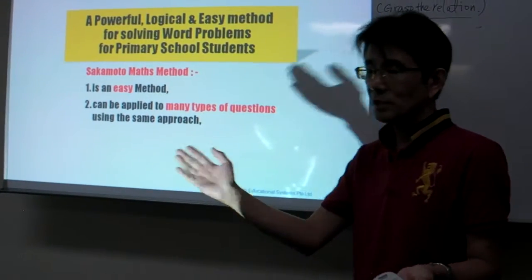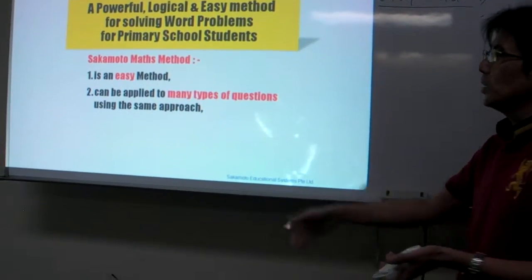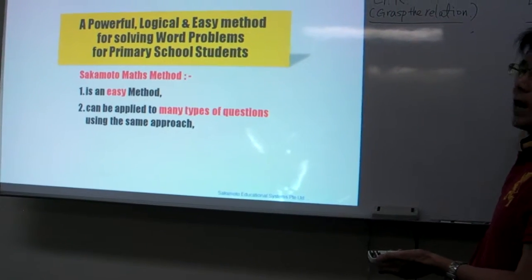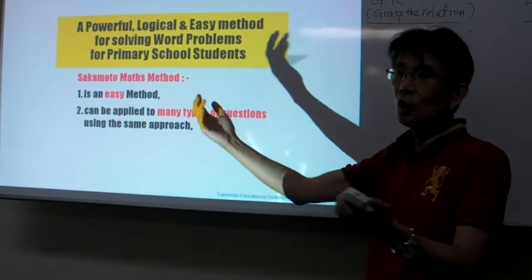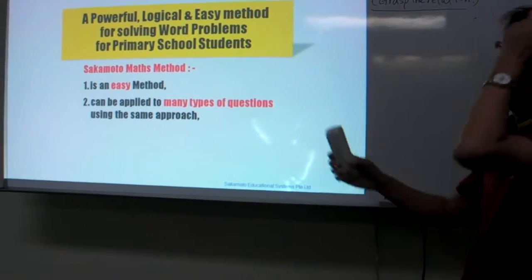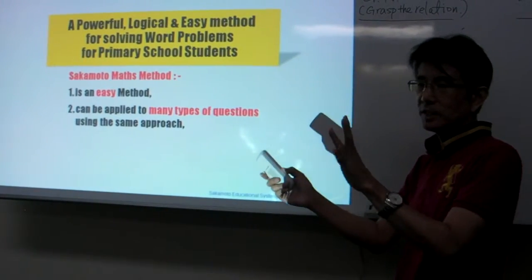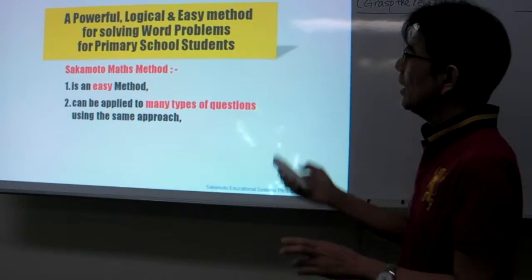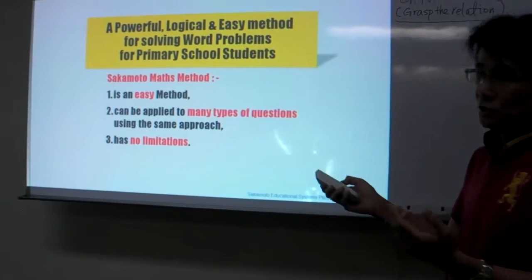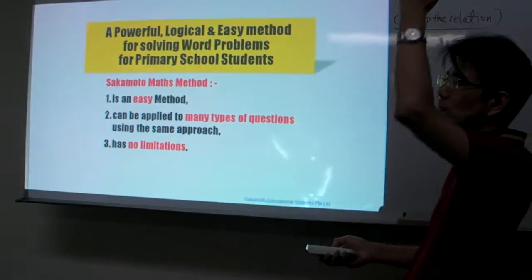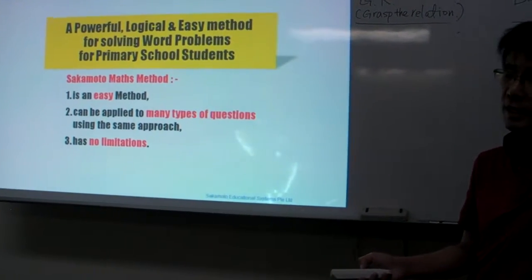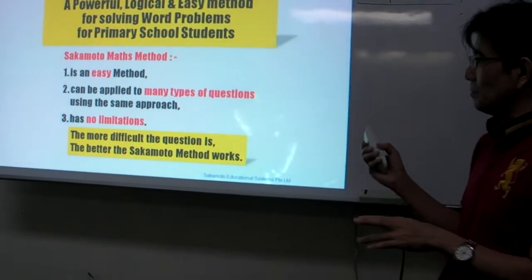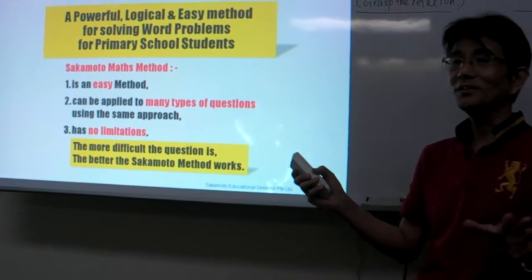But Sakamoto is very different. What they should do is read the question first, follow the story, make a diagram, just convert to a line diagram, and they can get the answer automatically. That's why once students master this method, they say, oh, Sakamoto is much easier than the conventional method. And this method has no limitations, from very basic up to very challenging mathematics Olympiad questions, exactly the same approach. The more difficult the question is, the better the Sakamoto method works.